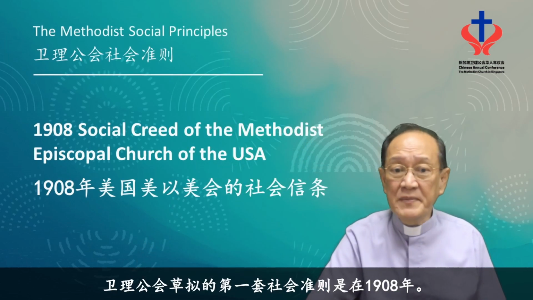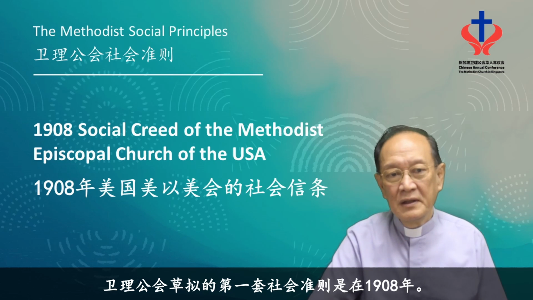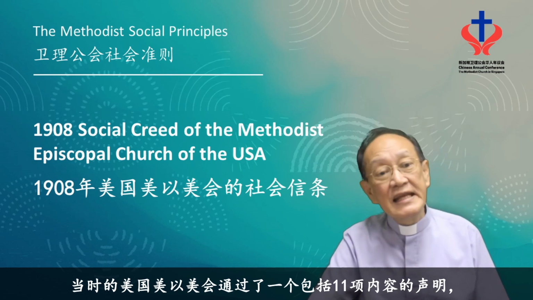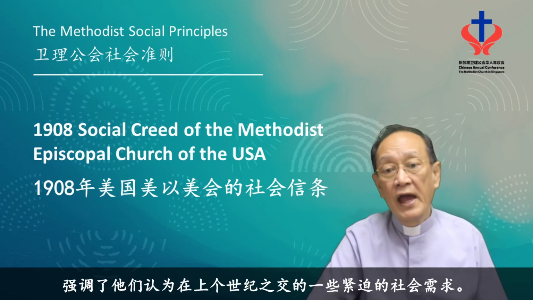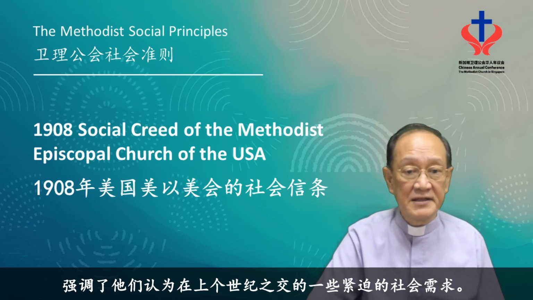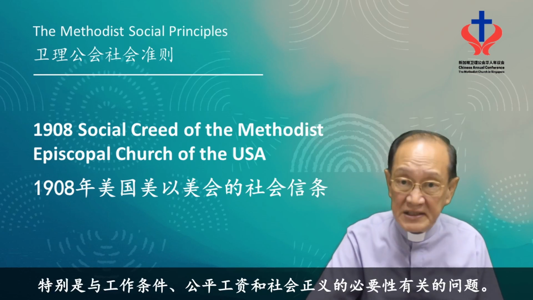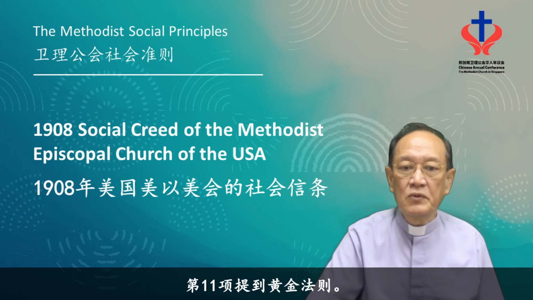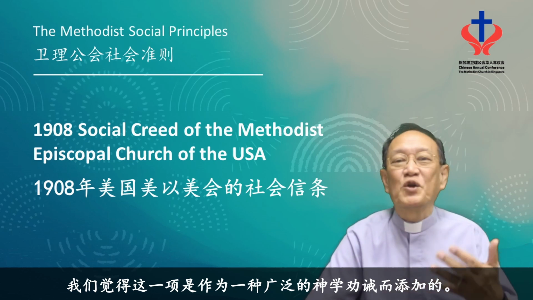The first attempt to frame a set of social principles for the Methodist Church was drafted in 1908. This was when the old Methodist Episcopal Church in the USA adopted an 11-point statement highlighting what they saw as some pressing social needs at the turn of the last century. It was a very short statement, just 10 items that dealt with socio-economic issues, particularly related to working conditions and the need for fair wages and social justice. The 11th item was a reference to the Golden Rule. I guess this was added as a kind of broad theological exaltation.